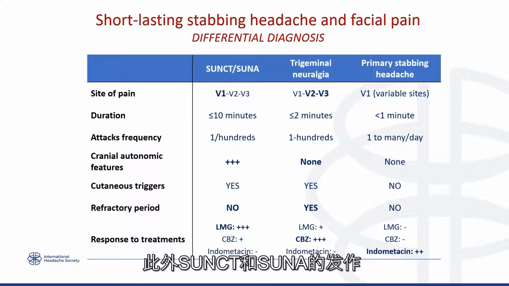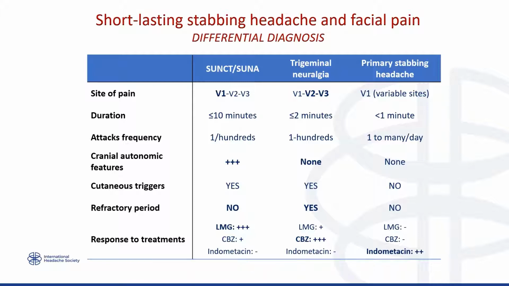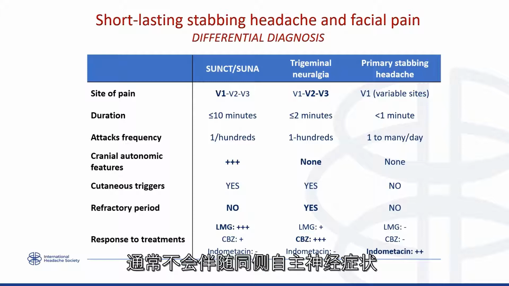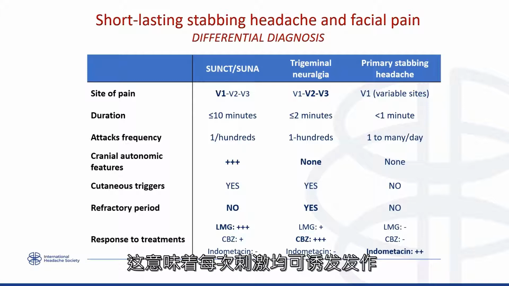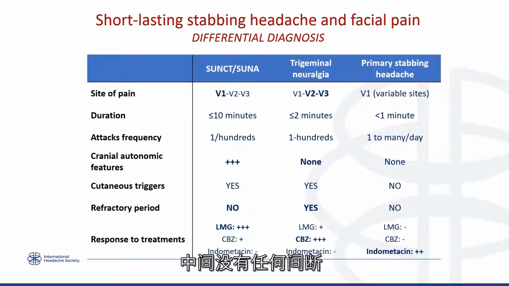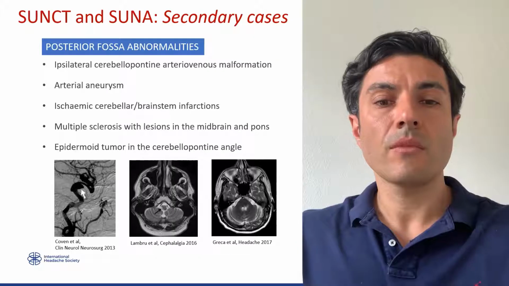Furthermore, the attacks of SUNCT and SUNA last generally longer than the ones of trigeminal neuralgia, and of course, trigeminal neuralgia is not thought to be associated with ipsilateral cranial autonomic features. In both conditions, the attacks can be triggered by cutaneous stimulation, but in SUNCT and SUNA, there is normally an absence of a refractory period, which means that the attacks can be triggered one after the other without any break in between, which is what normally happens in trigeminal neuralgia.